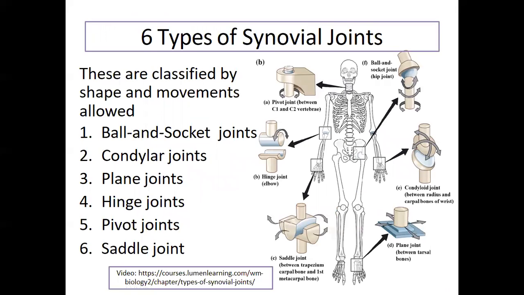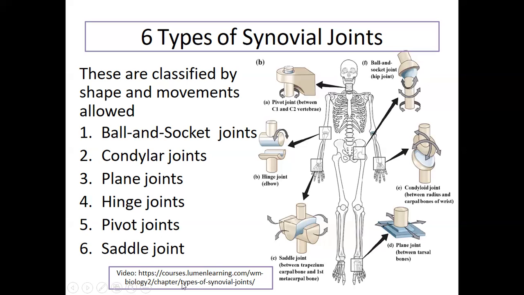So now let's talk about the 6 different types of synovial joints. They are classified by their shape and the movement allowed. So you have your ball and socket joints, and it looks like basically what it says. You have a ball that sits in a socket. You have the condylar joints. You have plane joints, hinge joints, pivot joints, and saddle joints.